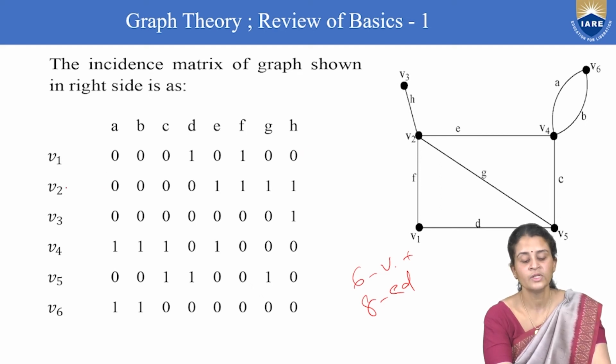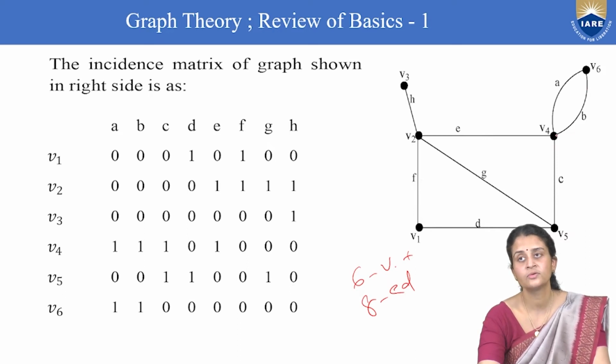Okay. Similarly, what happens with the vertex V2? Which edges are incident on V2? Here we can see that it is E, G, F and H. That is why we have put these ones here. And others are not incident with the vertex V2, so we are having zeros over here. In the same way, we can define the other vertices. Look at this vertex, V6. Which edges are incident on that? A and B. And with this V4? It is A, B, C, E. Okay.